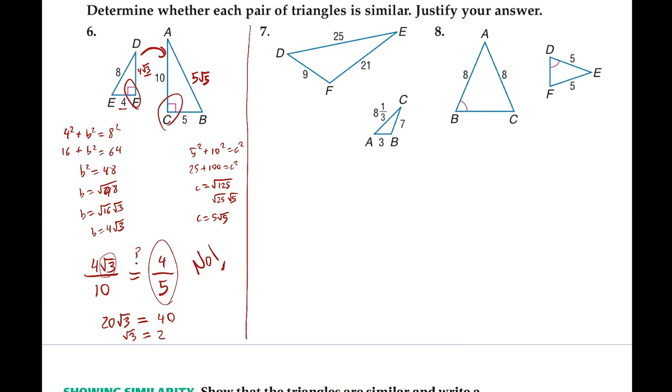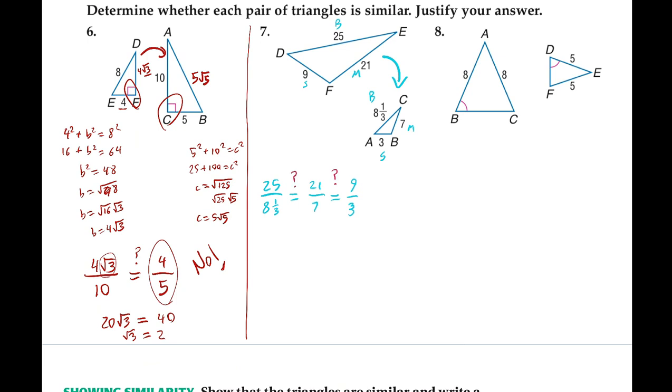So let's try it, okay? We got big, medium, small in this triangle. We got big, fractions, medium, small. So let's line them up. I'll do all my fractions in this order. So is 25 big to 8 1/3 the same as medium 21 to medium 7, the same as small 9 to small 3? So these are all questions.